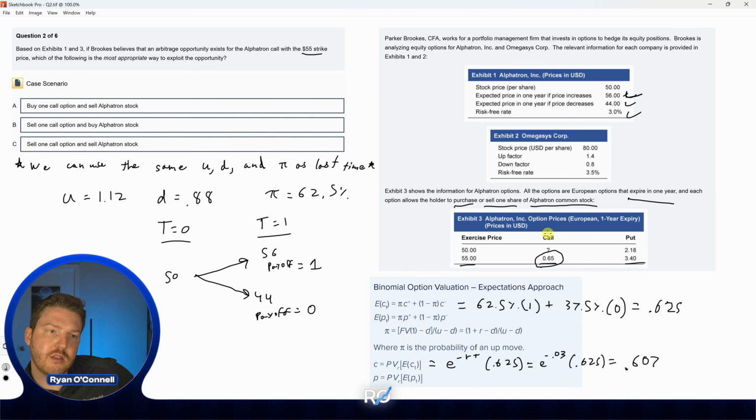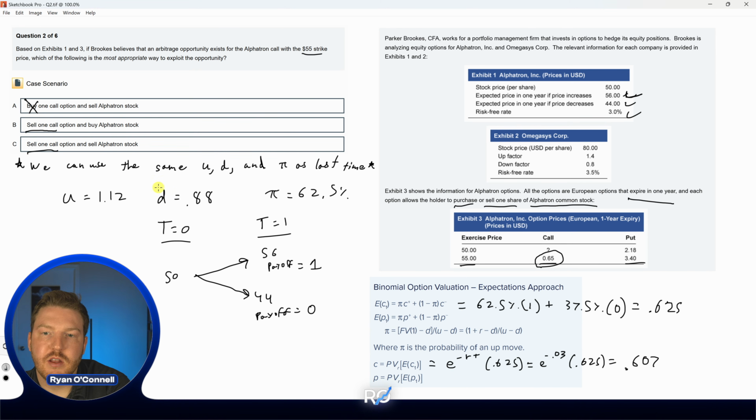So if we think the call is overpriced, then we can go look at our answers. We definitely don't want to buy one. We're not interested in buying one because we believe it's overpriced. So we're definitely thinking about selling a call. So now we would sell a call, and now we're down between B and C.